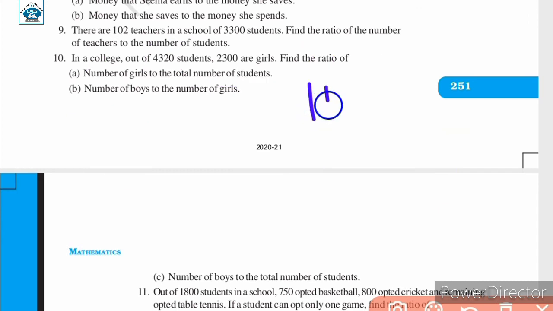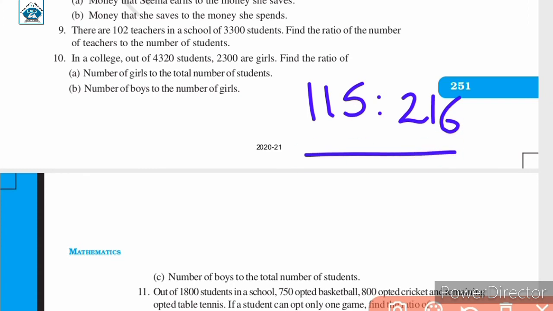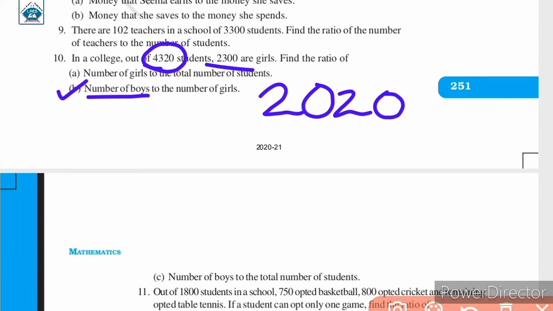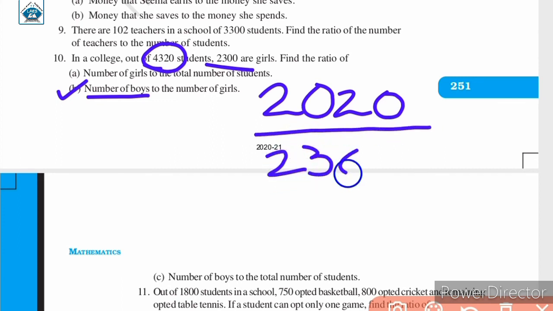So this is the required ratio. In the first case, the required ratio is 115 is to 216. In the B part, you are asked number of boys to the number of girls. So just now we found out the number of boys, that is 2,020. कैसे find किया the number of boys? Total number of students minus number of girls. So 2,020 is the number of boys and the number of girls is 2,300.